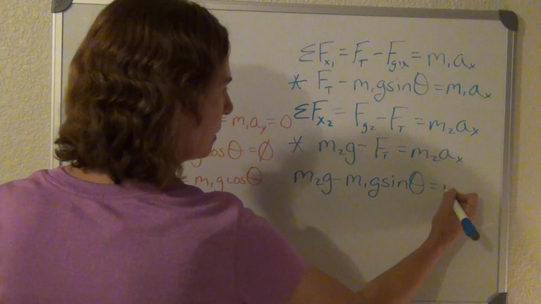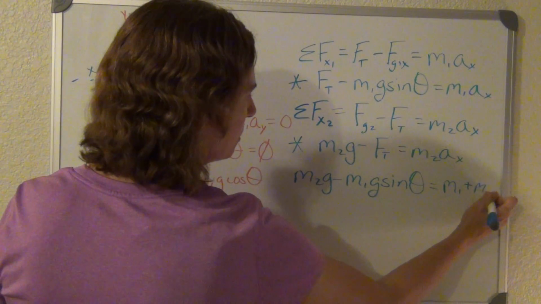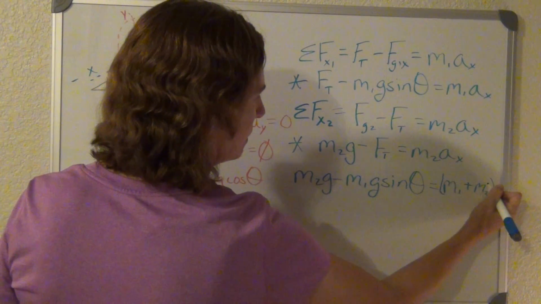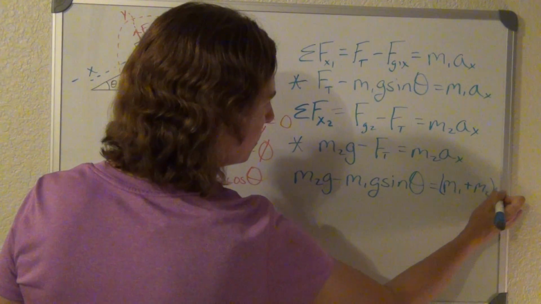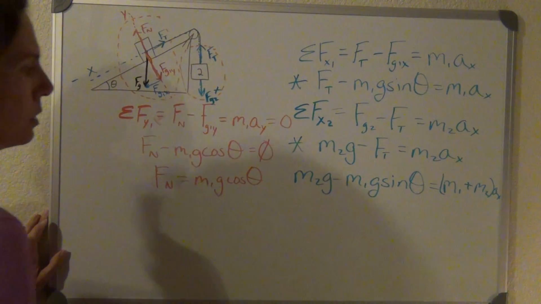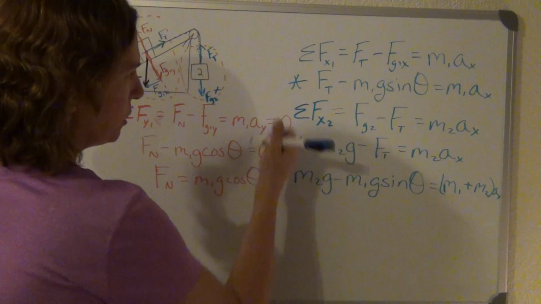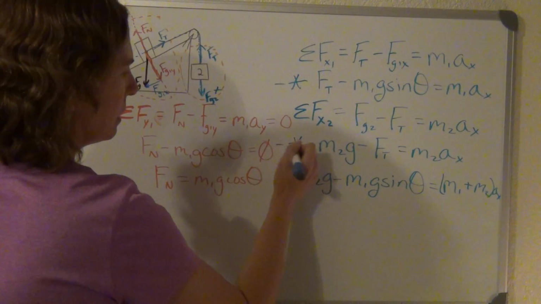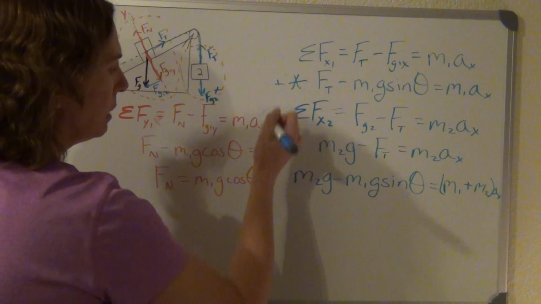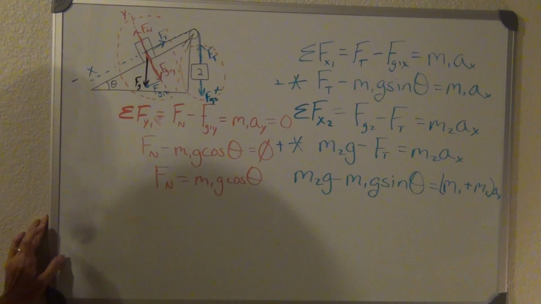equals m1 plus m2 times acceleration in the x direction. I'm running out of room again. Okay? This equation comes from adding this and this, right? I could also find this by taking the entire system in total.